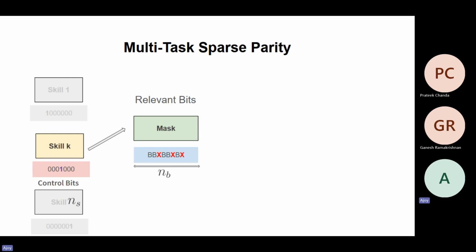Each skill is associated with a mask, and NB is the size of the input bits. Next. As you get the input bits, you apply the mask on top of those input bits, and now you get these highlighted red bits. It's randomly sampled only once for each skill. That mask is retained for each skill.